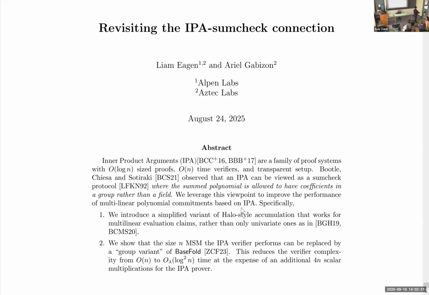Any questions? So, these polynomial commitment schemes usually hide some factors. I was wondering whether you run these in practice and actually see some benefits. I haven't run this in practice yet.